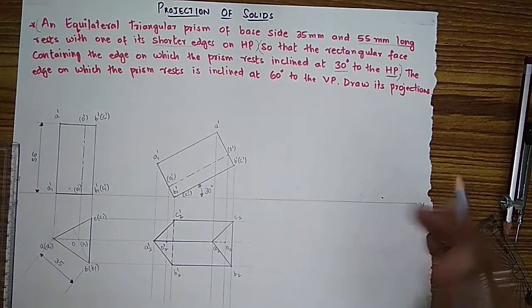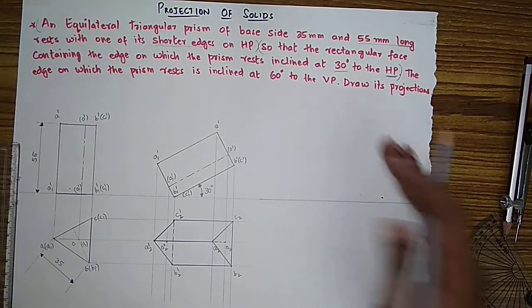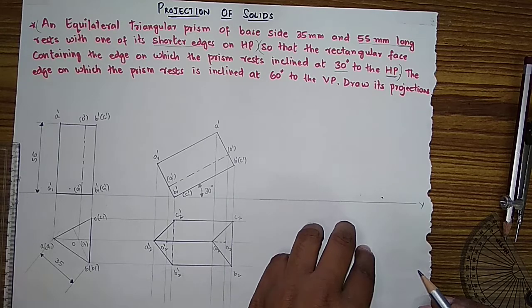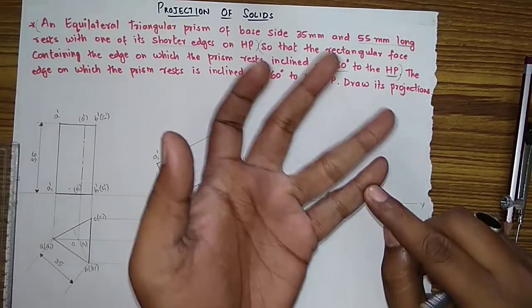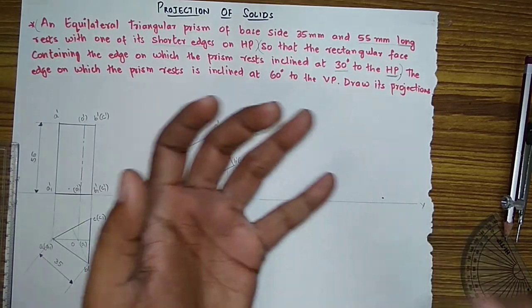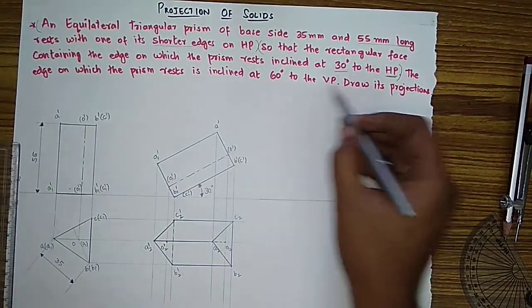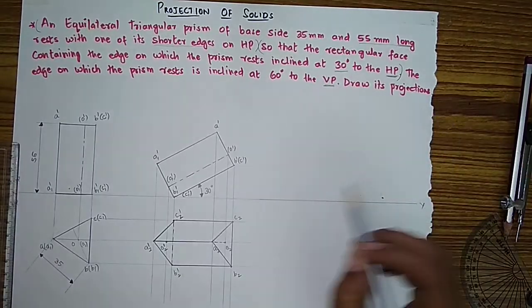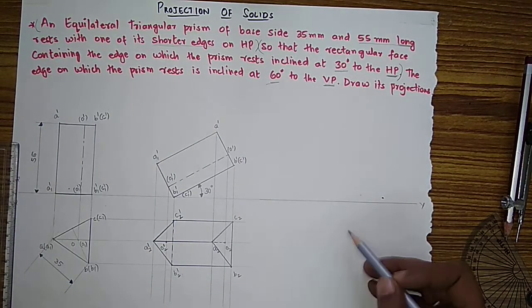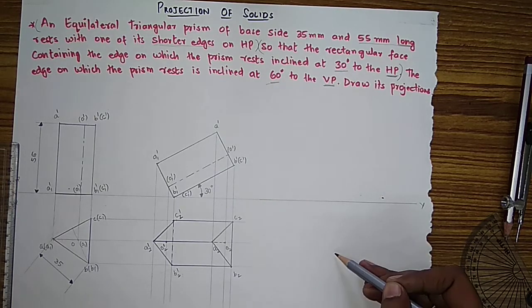Now the next is the third. For the third projection, after doing this, you have to come here. Here you have to see two things: the angle, and on that angle what you have to rest. The angle which is given to the VP, that is 60 degree. This 60 degree is of the third projection. On that 60 degree, what we have to rest?